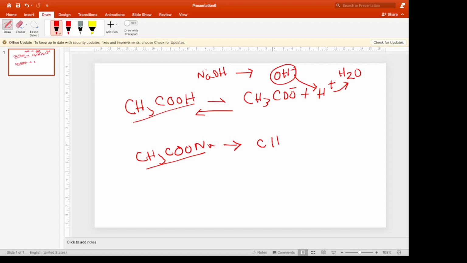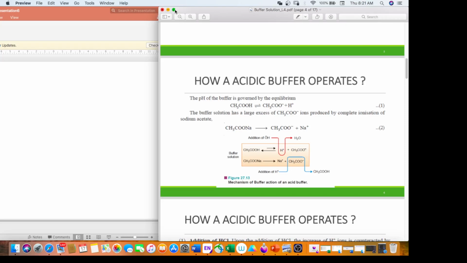Yes, sir. কারো কোনো কনফিউশন আছে? Any confusion? Okay, so now can anyone talk about the basic buffer? How it will work? Any one of you? Who can explain the mechanism of a basic buffer? It is same as the acidic buffer.